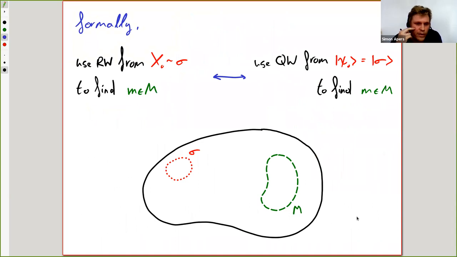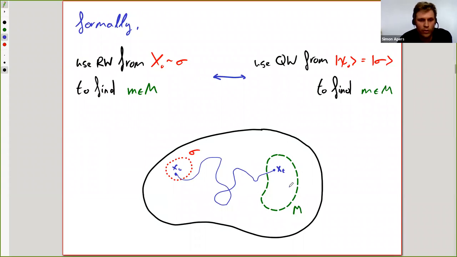To maybe formalize things a little bit, we consider two tasks. On the one hand, we consider the task of using a random walk starting from, so I'm going to generalize a little bit. Before I said that x0 would be some initial node, but now I'm going to assume that x0 is drawn from some distribution. So sigma is a distribution, and we pick an initial node according to this distribution. Let's say that sigma is localized here, and we run a random walk from there. So we pick some initial node x0, and then we run a random walk, which might move throughout the graph, and at some point it's going to hit the set M. And so we want to find an element in M using this random walk from x0.